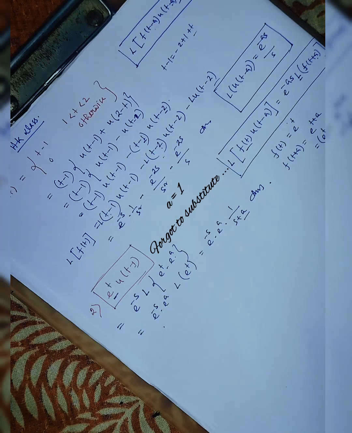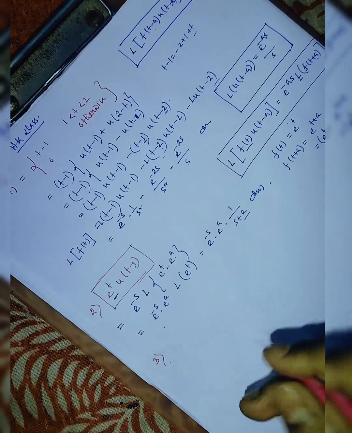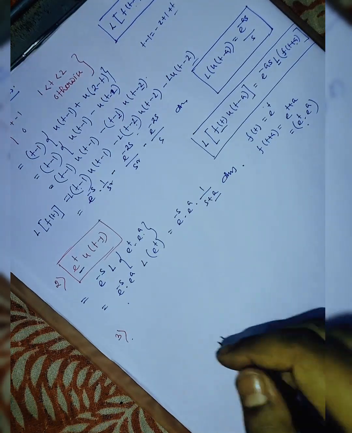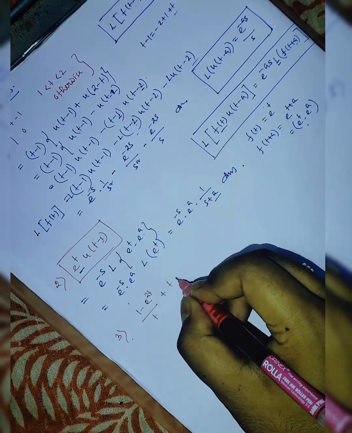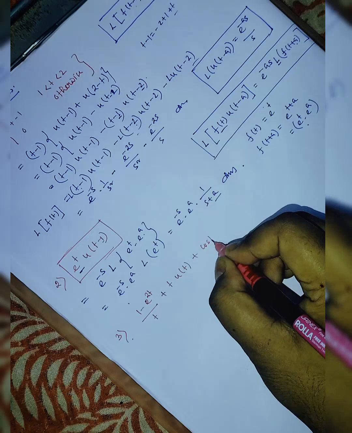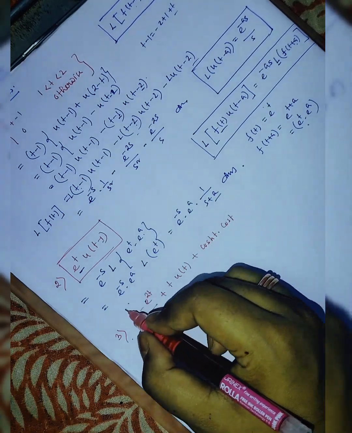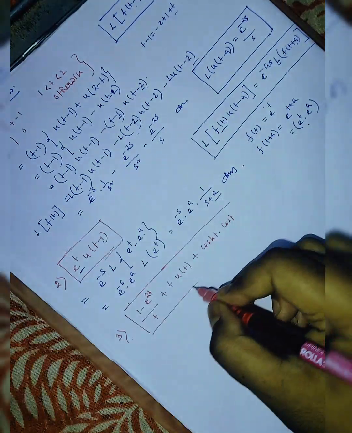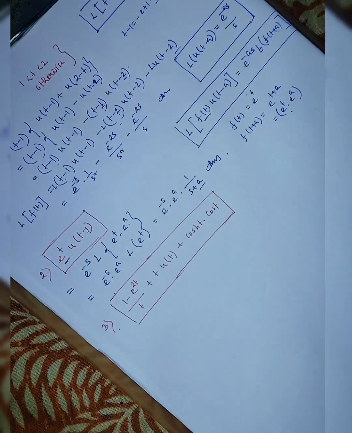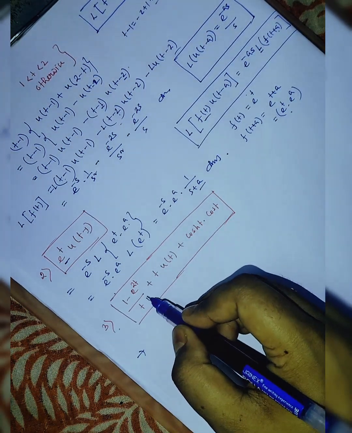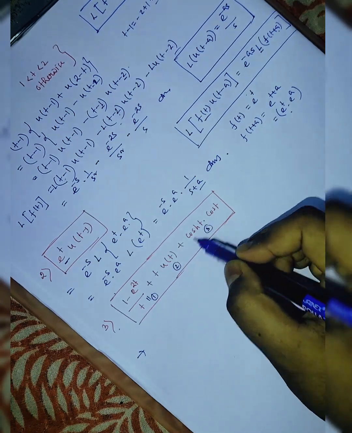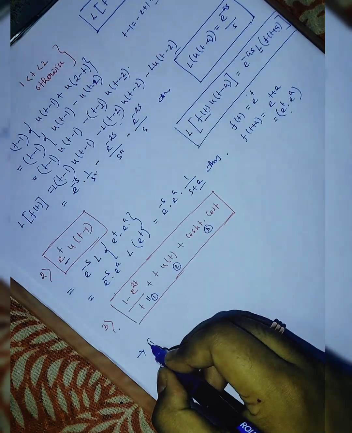Fine. Now I am going to solve the third problem. This is quite complicated, but focus on this; I think it will be easier for you. It is given: 1 minus e to the power 2t by t plus t e to the power t plus cos hyperbolic t into cos t. So this is the problem. I need to solve this part-wise: this is the first part, this is the second part, and this is the third part. Clear? So I am going for the first part.